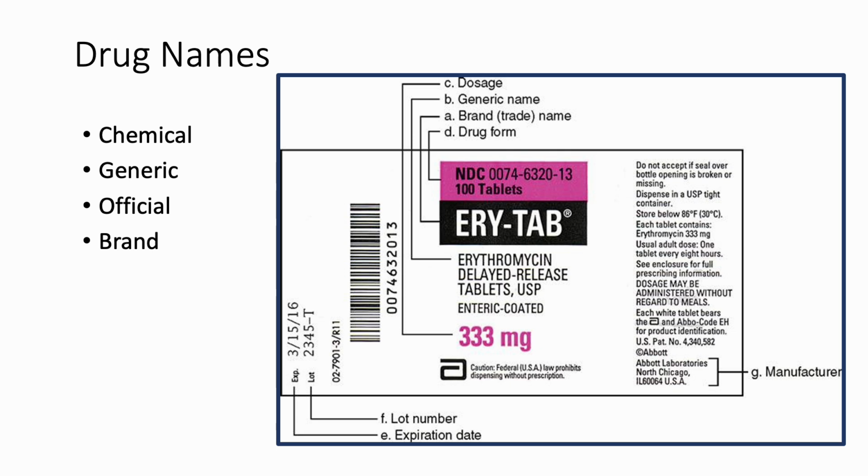A drug may have multiple names that we'll see on the label or in a drug reference, the first being a chemical name. When we're talking about a chemical name, this is the exact description of the drug's chemical composition and its molecular structure. Typically, this name is very complicated, very long, cumbersome for the general population to use, so we don't see it used in layman's language very often.